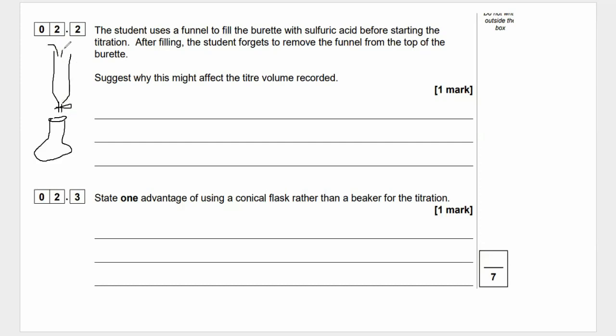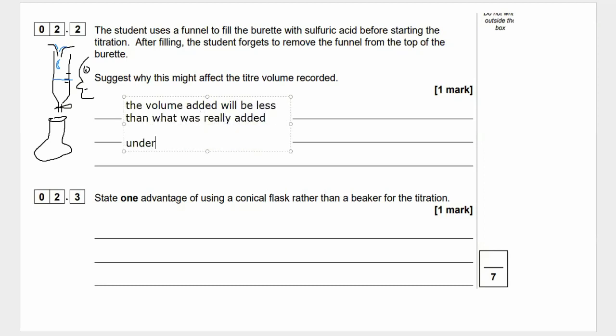The problem when they come to read the titre here is they might see the reading as 23 cm³ has been added, but actually 24 was added, but an extra centimeter dripped down from the funnel into the burette, making it look like only 23 was added. They get an undervaluation of their titre. So the volume added is going to be less than what we really added. We get a lower value, or an underestimation, of our real titre. And the reason being is that some of the sulfuric acid has dripped from the funnel into the burette.